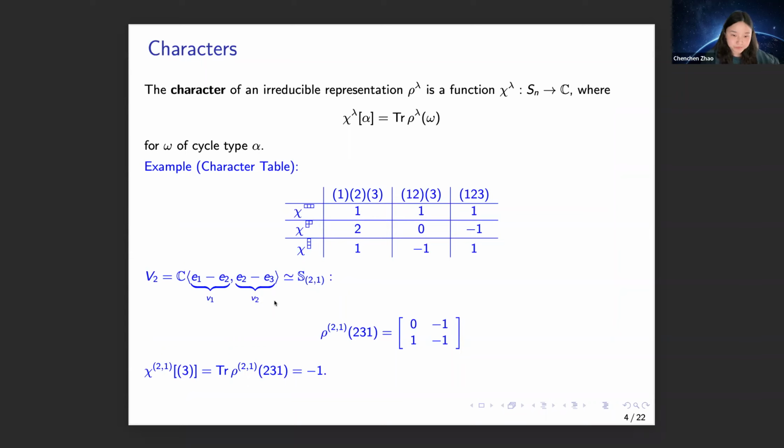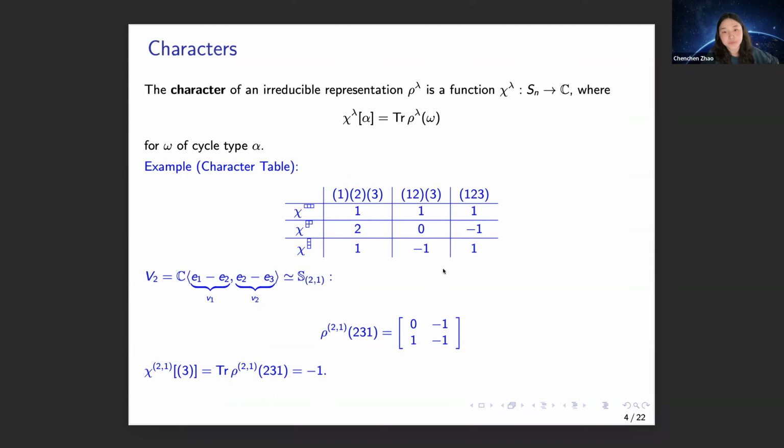So, for instance, if we have V2, the Specht module indexed by 2, 1, and we write out the matrix, this representation will send the 3-cycle 2, 3, 1 to the matrix 0, -1, 1, -1. And the character of this 3-cycle is the trace of this matrix, which is -1.